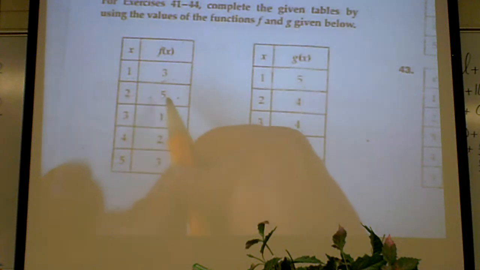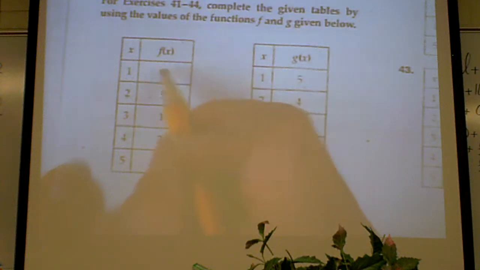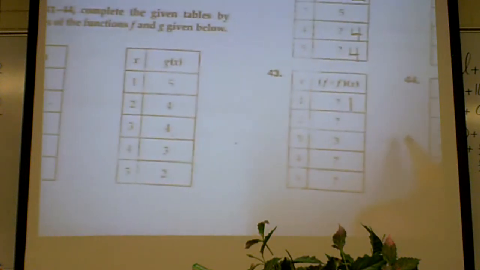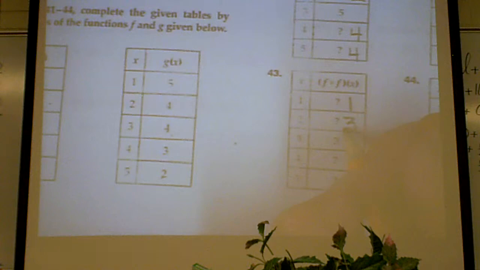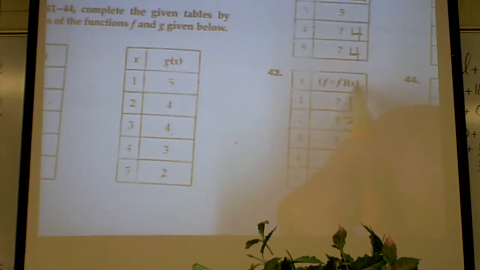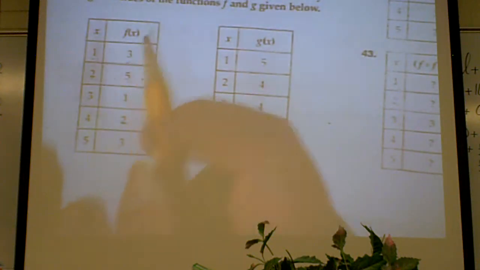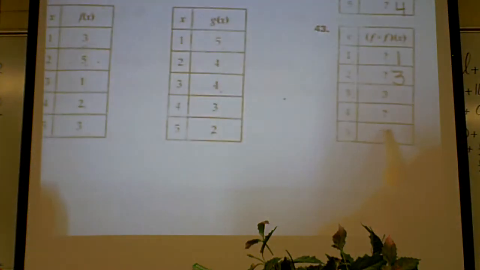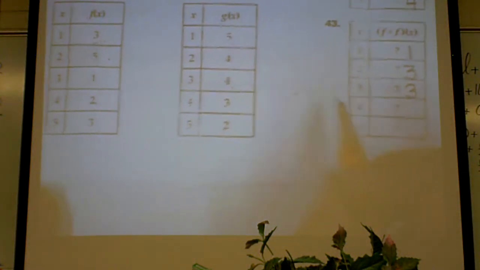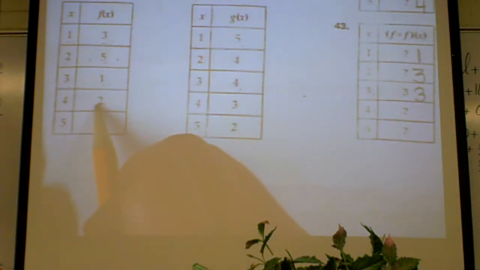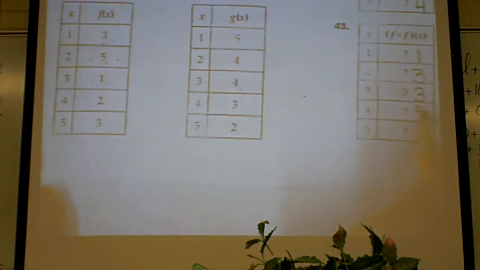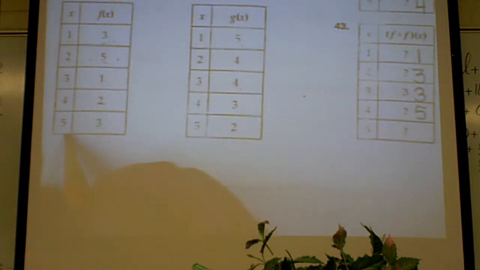How about the next one? 2. 2 into the f function, what comes out? A 5. Then this becomes your input of the f function. 5, you get a 3. Next. 3. 3 into the f function, you get a 1. 1 back into the f function, and you get a 3. 4: 2, 2, 5, and 5, 3, 3.